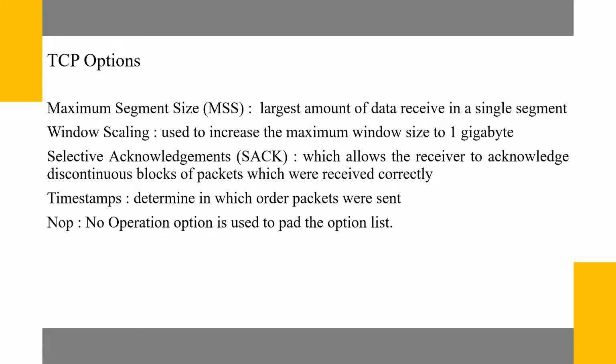And TCP has options. The maximum segment size is for reducing fragmentation as much as possible. The timestamp is for discarding old packets that have been wandering your network. And the no op is for padding the options field to a multiple of 4.